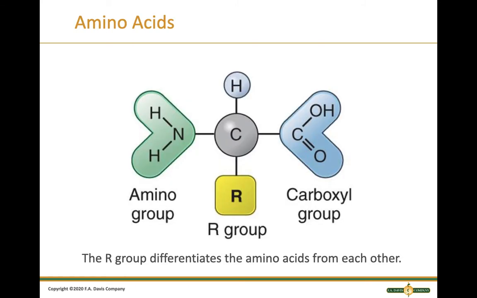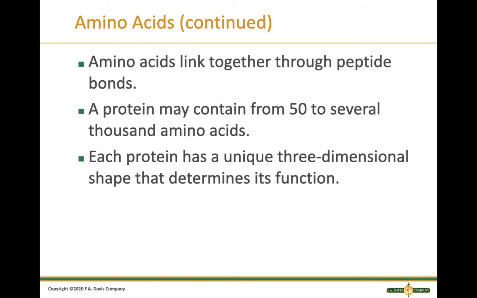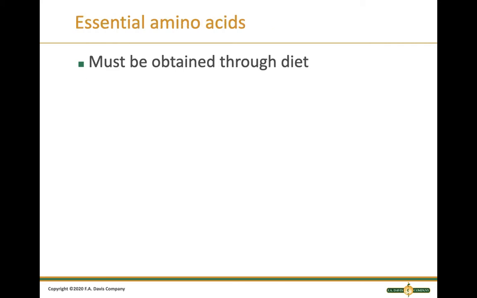And proteins are made up of amino acids. This is what an amino acid looks like. There are 20 amino acids. They link together to form peptides, and the function of the peptide depends on its shape, and its shape is determined by the amino acids in it. The reason the essential amino acids are essential is because they have to be obtained through the diet. Some amino acids our body can make, but we can't make these essential ones.